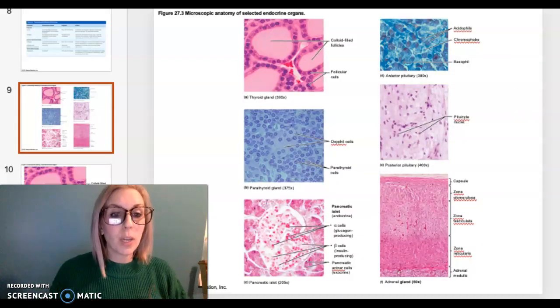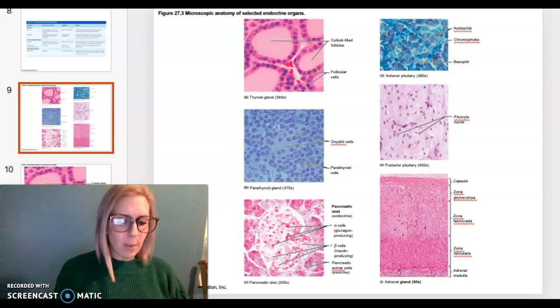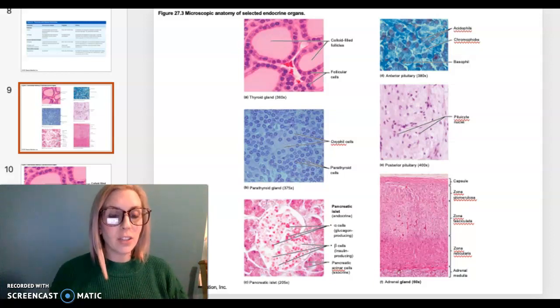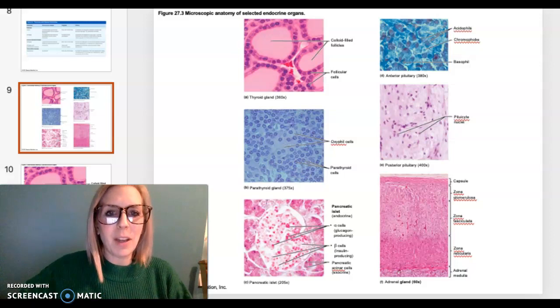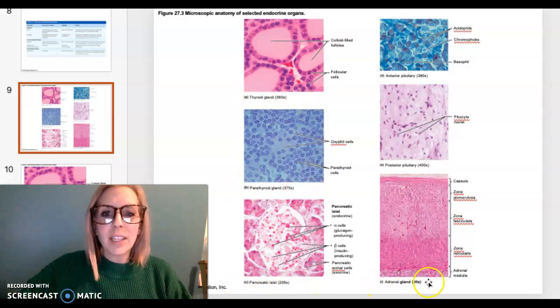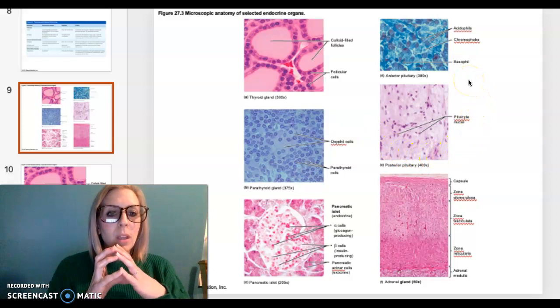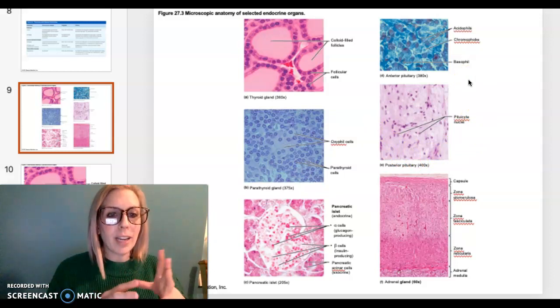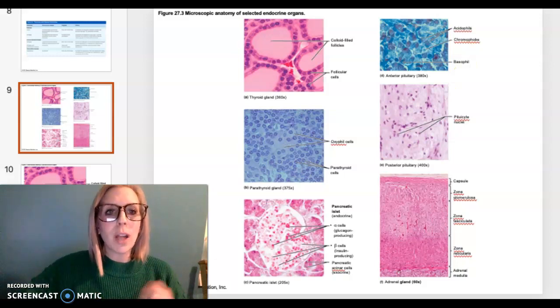So this is figure 27.3 from page 403. That's your activity 2 in your lab manual. And we're going to be looking at the different histology of these, so the microscopic anatomy of these. The thyroid gland, we're going to look at the parathyroid gland, your pancreas, and the adrenal glands, and the posterior and anterior pituitary. Remember that these are both one in the same part of the pituitary gland, but we have our anterior portion and our posterior portion, which are responsible for different hormones. So we're going to look at those up close now.